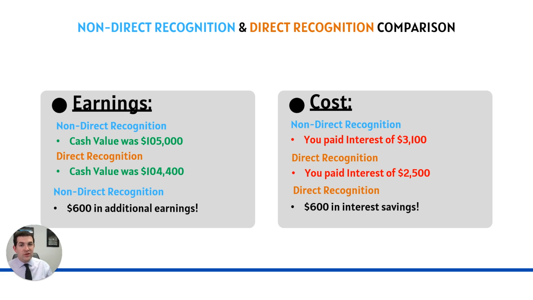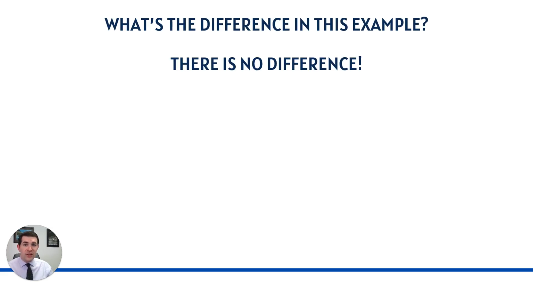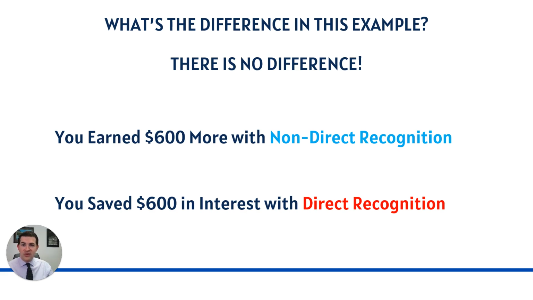With non-direct recognition, you paid a total of $3,100, whereas with direct recognition, you paid a total of $2,500 in interest. Direct recognition had $600 in interest savings. What's the difference? There is no difference. You earned $600 more with non-direct recognition, and you saved $600 in loan interest with direct recognition.